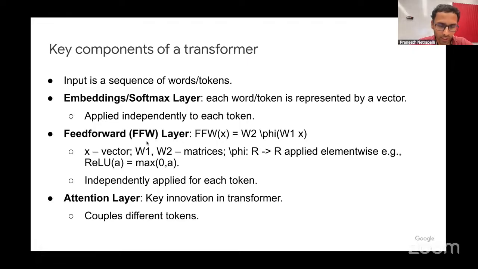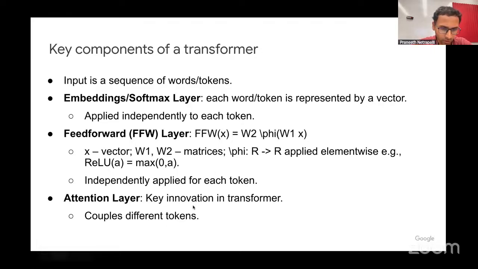Then there is a feed forward layer, which takes in a vector x. The parameters are W1 and W2. We multiply the input vector x with a matrix W1 to get a vector, apply an element-wise nonlinearity phi, and then multiply by another matrix W2 to get the output of that layer. This is again applied independently for each token, so it does not couple the token at a previous position with the token at the next position.